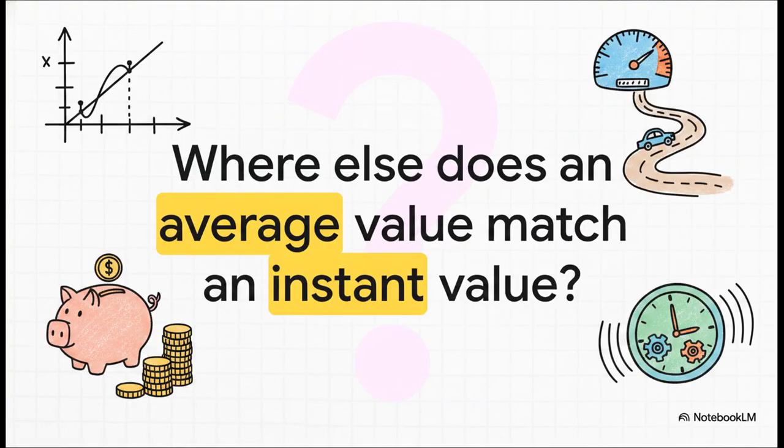And let's end with this thought. The mean value theorem shows us this deep, beautiful connection between the big picture average and a single in-the-moment value. This isn't just some abstract rule in a math book. Where else do you see this principle? In economics, in physics, maybe even in your own life, where the average over a long time is guaranteed to be perfectly matched by a single instant. It's a pattern that, once you see it, you start to find everywhere.